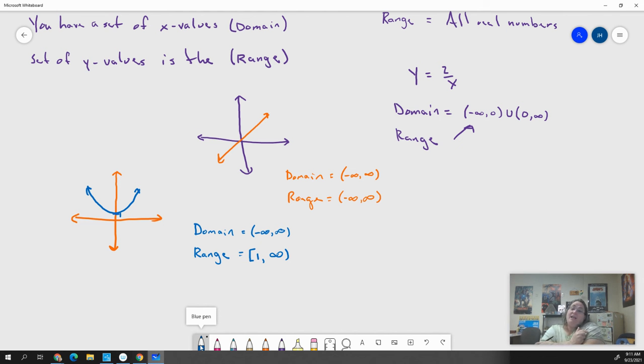Now, I'm not giving you any range and domain problems in your homework tonight. It's all going to be evaluating functions. So we are going to get to that part. But I just want you to kind of understand what your domain and range are, because it's going to come up again and again when we're talking about algebra.